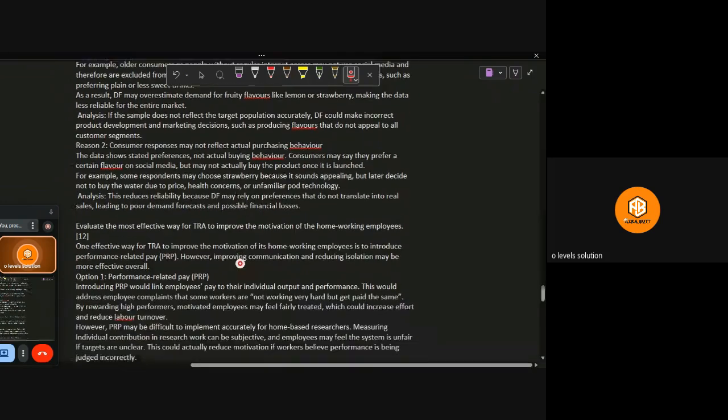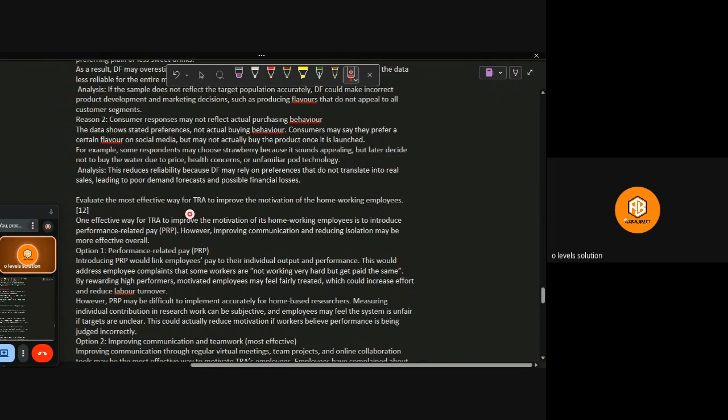Then the next question was: evaluate the most effective way for TRA to improve the motivation of home working employees. Basically, that research agency has provided them the equipment and all, and all the researchers are just working from home. So one effective way for TRA to improve the motivation of its home working employees is to introduce performance related pay, meaning PRP.